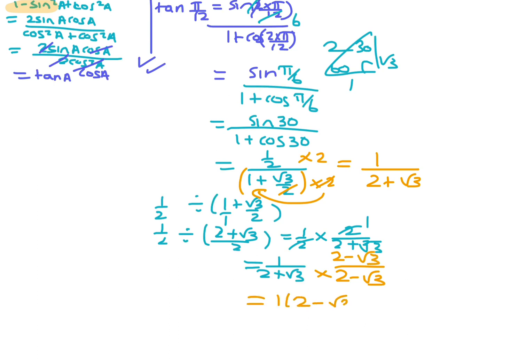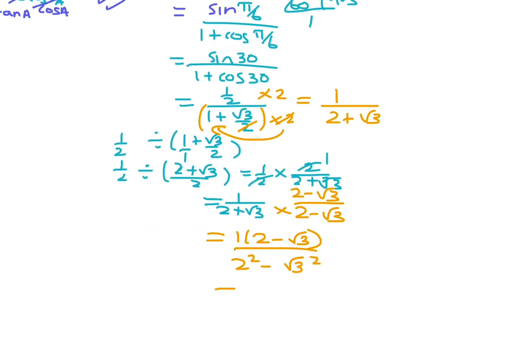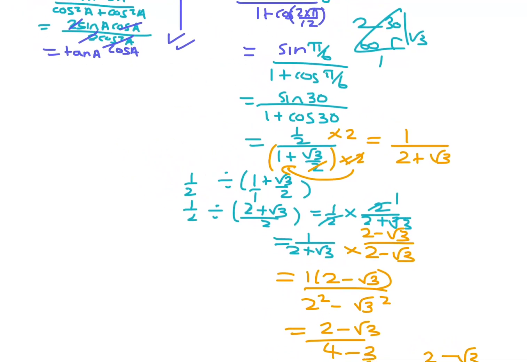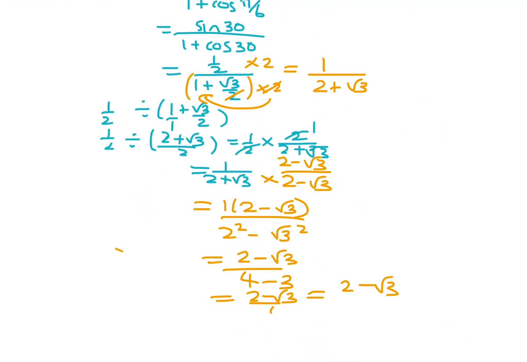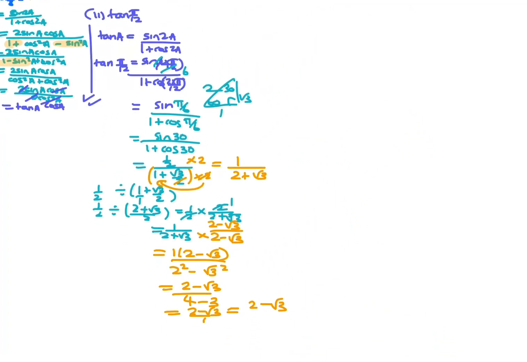So it's 1 times 2 minus root 3 on 2 squared minus root 3 squared. So 2 minus root 3 on 4 minus 3. 2 minus root 3 on 1. So it's just 2 minus root 3. And then you're done. Okay, that's that. Now, the other one that was there was finding tan pi on 8. So you could do exactly the same thing.